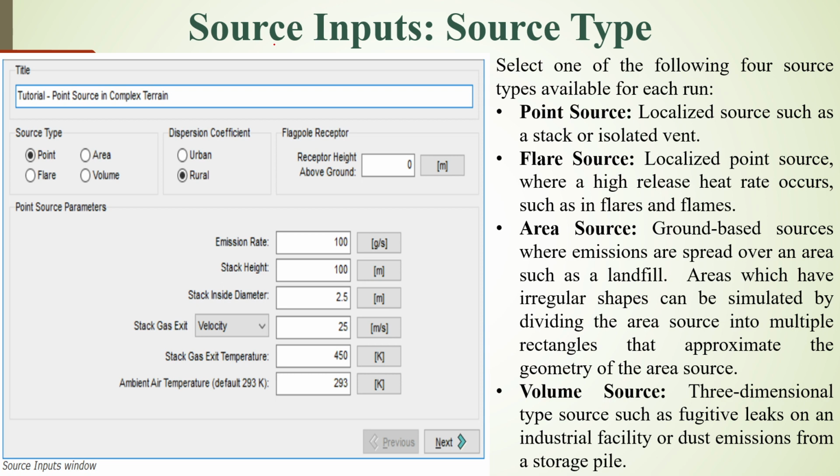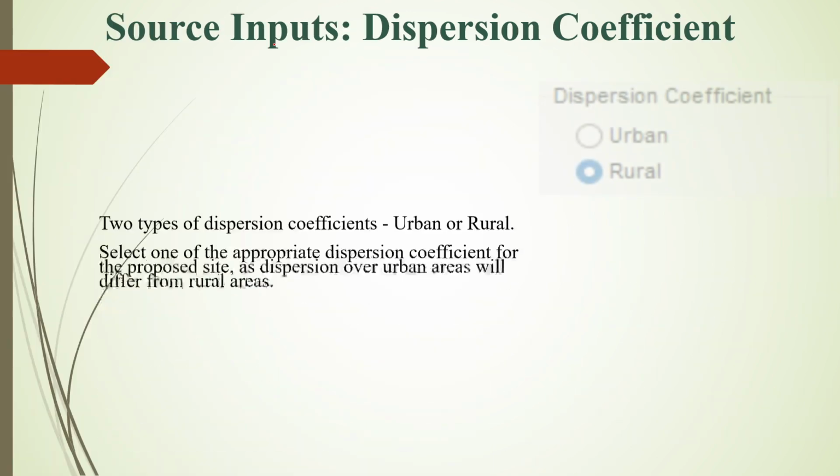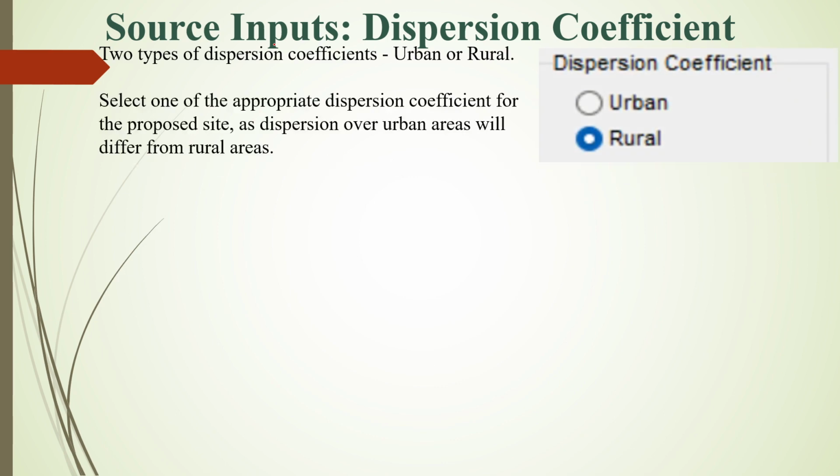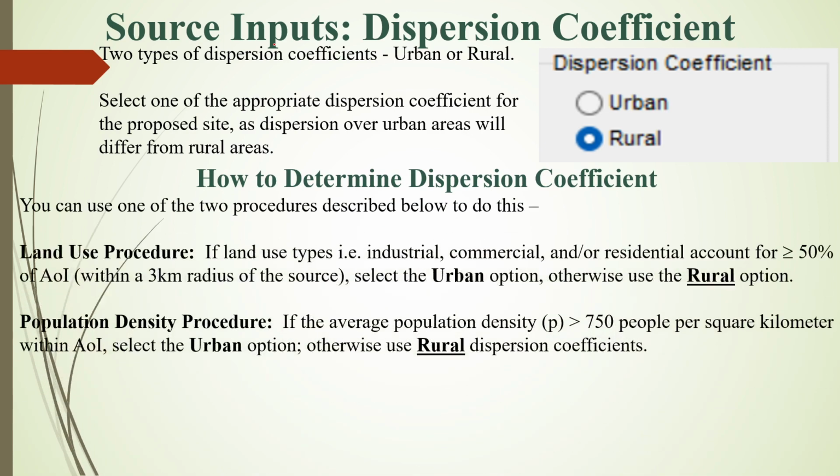Now we will discuss the dispersion coefficient. So there are two types of dispersion coefficient, urban and rural. Now how to determine the dispersion coefficient? There are two methods. One is the land use procedure and the second is the population density procedure.